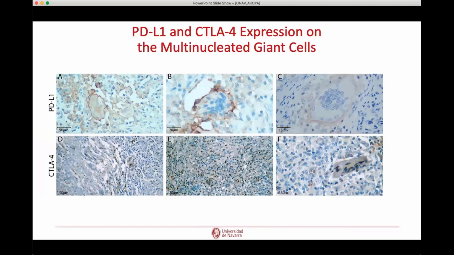Another interesting feature is that all the giant multinucleated cells, whose formation I explained in the beginning of my talk, are positive for PD-1 staining. As you can nicely appreciate, here is a very nice membrane staining showing the positivity for this marker, and all the gigantic cells, the multinucleated giant cells, are negative for CTLA-4.